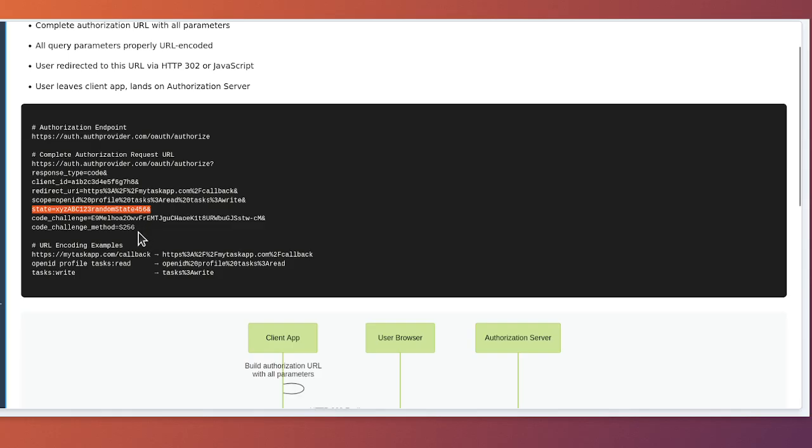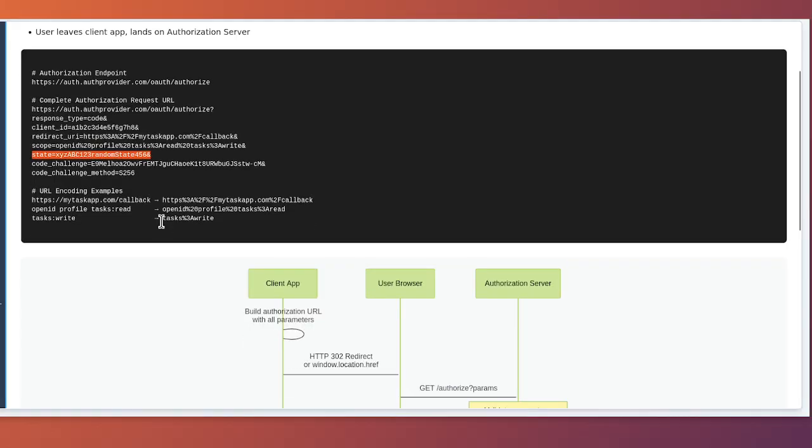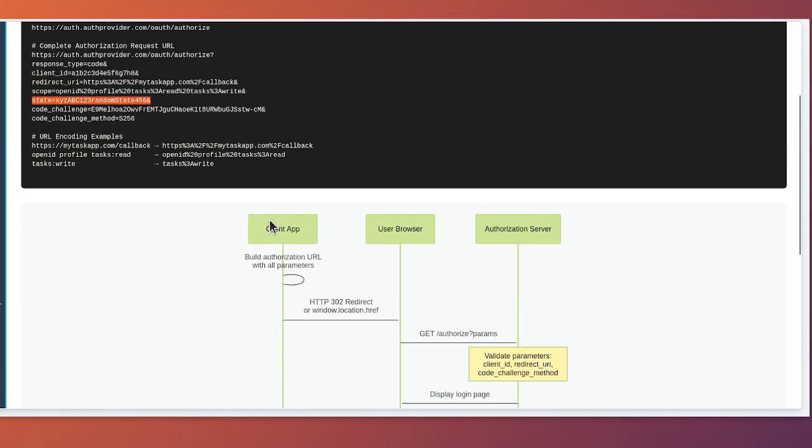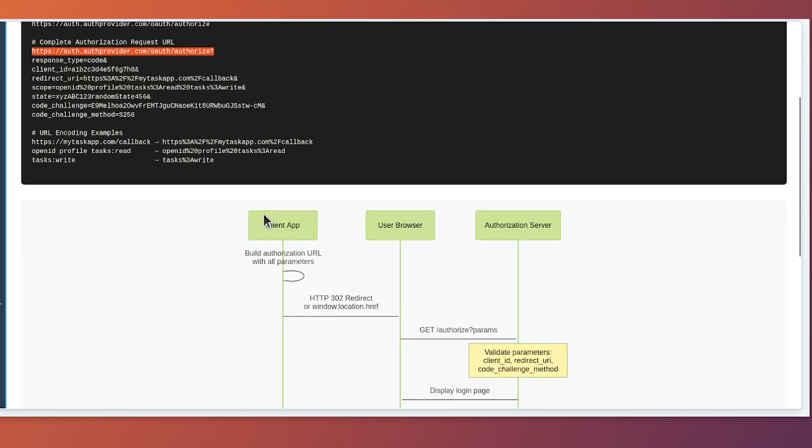The complete authorization URL would start with the authorization server's authorization endpoint. For Auth Provider, this is https://auth.authprovider.com/OAuth/authorize. Then, we append all our query parameters. The full URL includes the base endpoint followed by these parameters.